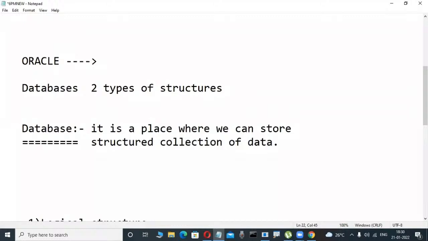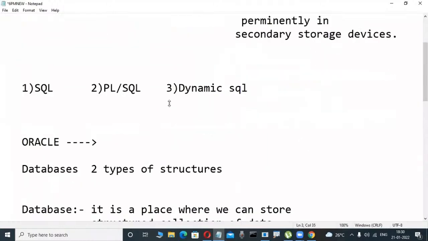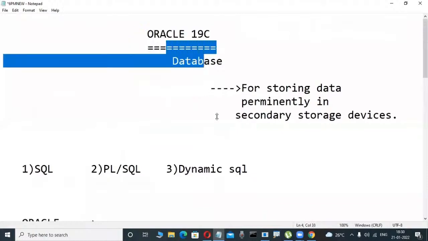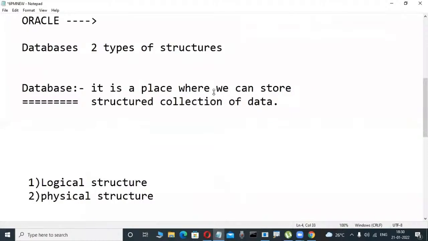Observe here. Whenever we are installing Oracle or any relational database software, what is a database actually? It is a place. Whenever we install this type of software, some place is automatically reserved in the hard disk only. In that place we can store a structured collection of data.